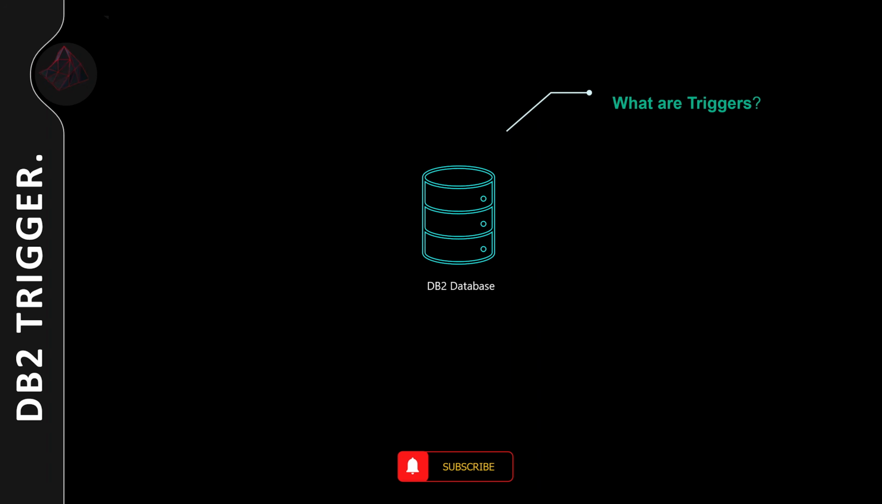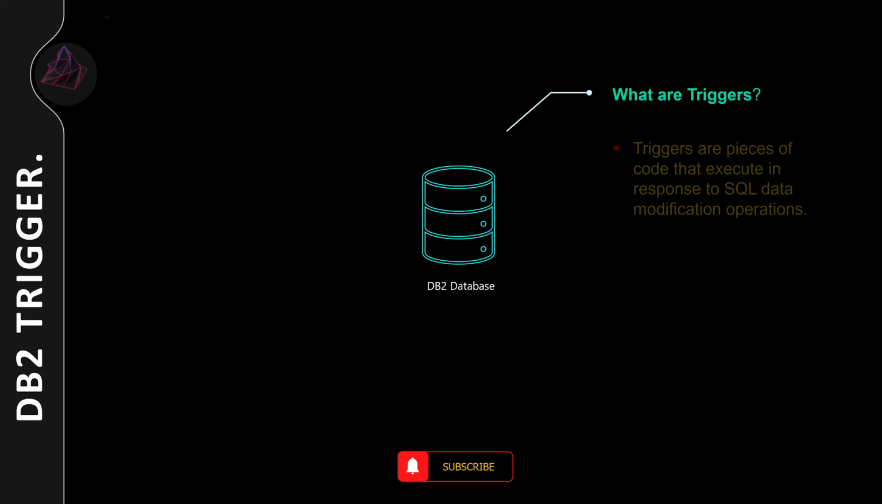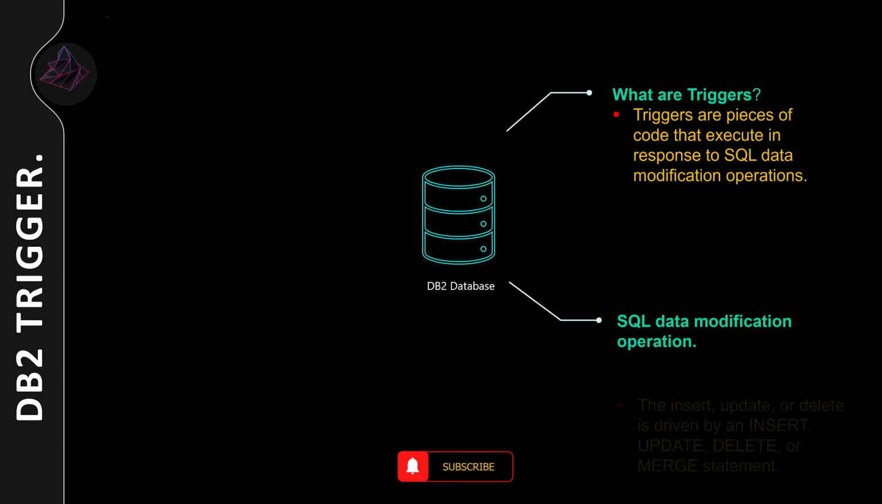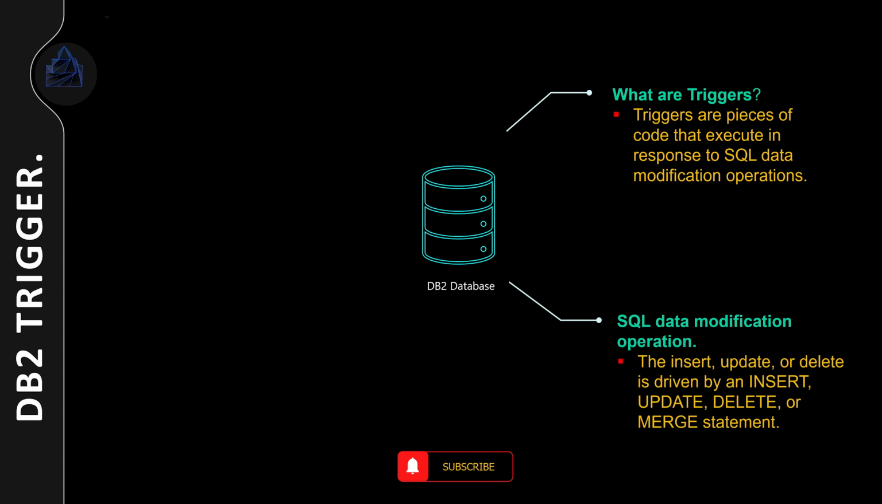So the first question is, what are triggers in DB2? In layman's terms, triggers in DB2 are pieces of code that are executed in response to a data modification operation. So when an insert, delete, or update operation is performed on a table or a view, the database automatically executes a trigger. So it is actually a counter reaction to a specific operation which is performed on the table.